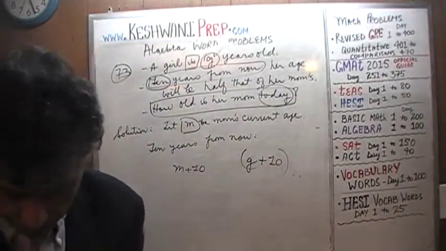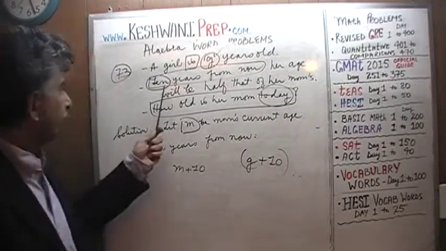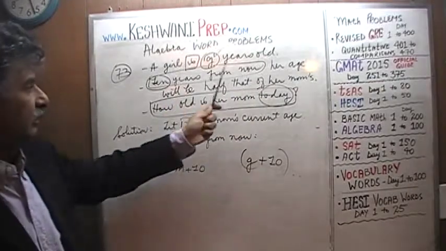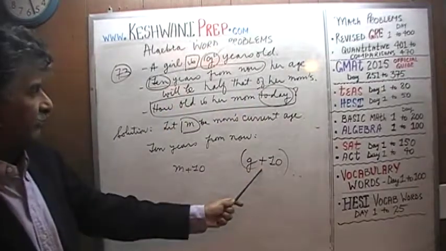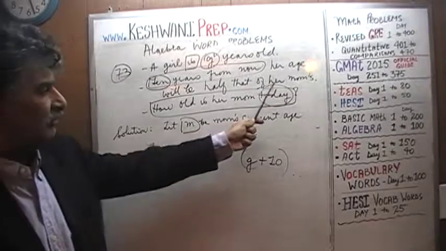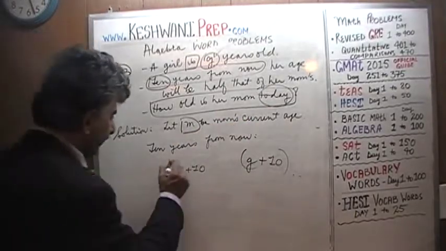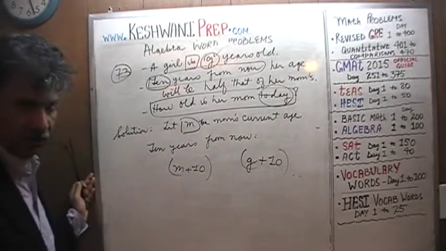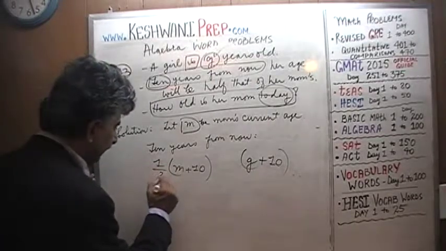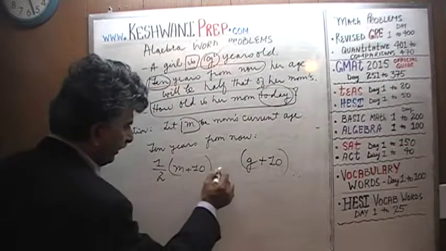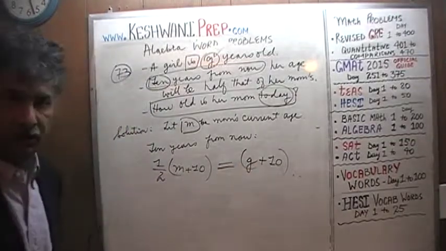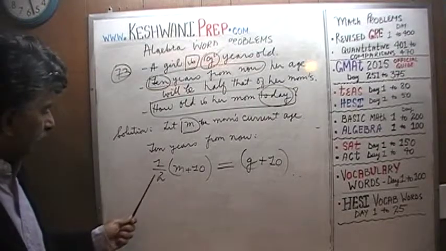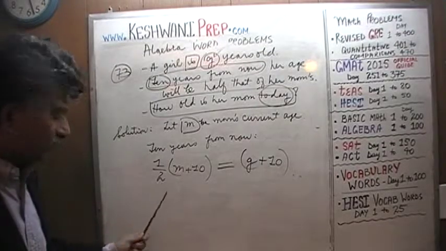Now, what happens at that point? Do they tell you something? Well, right there: 10 years from now, her age, the girl's age, will be half of her mother's age. There you go. This is her mother's age, and the girl's age is going to be half this quantity. So half of this quantity has to be the same as the girl's age 10 years from now. That's it. We are done. All you have to do is solve for m. Let's first get rid of the 2 from the bottom. How do we get rid of the 2 from the bottom?